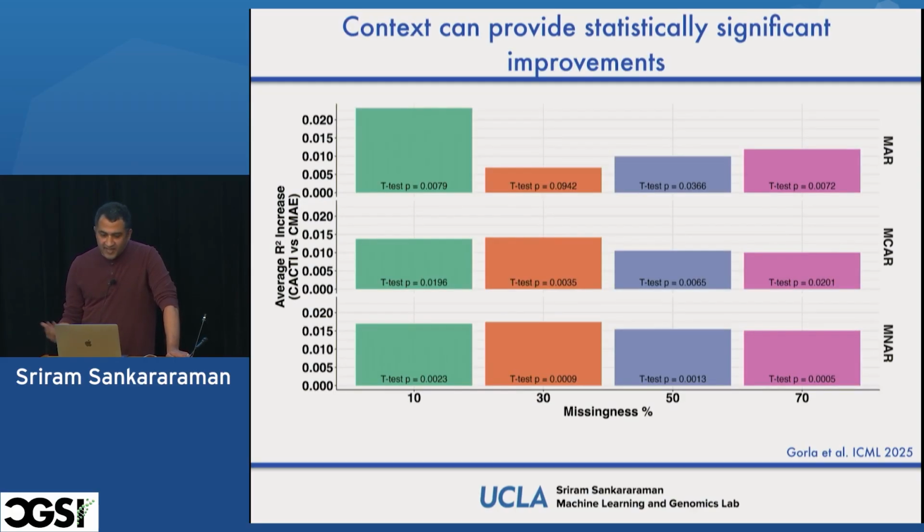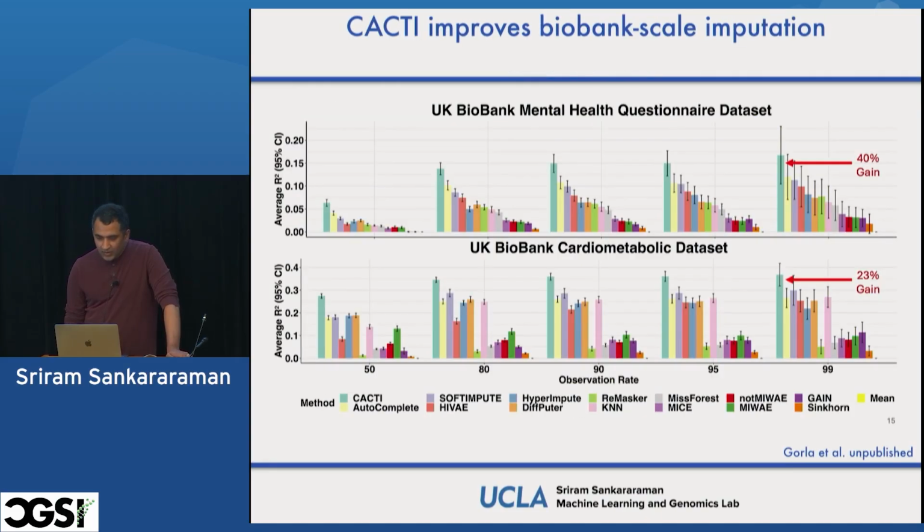We also find that context helps. So we have this language embedding, which tells you what might be the features that are correlated with each other. And across these different settings, we find that context can provide statistically significant improvements. So that was all on ML benchmark datasets. Then we applied it to the UK Biobank datasets that were previously described. So this is the psychiatric disorders and the cardiometabolic dataset. And we find, again, this new approach, CACTI, improves over prior approaches.